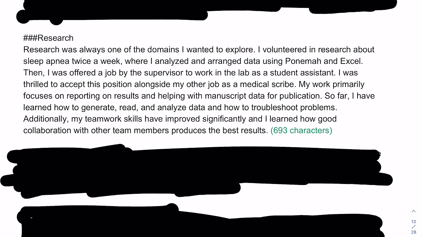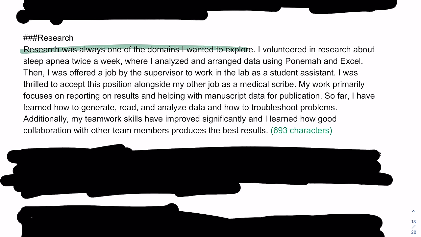All right, so let's look at another not so good example of research. Again, another example from the book. This student here, research was always one of the domains I wanted to explore. Again, the sales pitch of, I like research too, right? As if it's a requirement to make sure that the admissions committee member, the reviewer of your application, makes sure that you like research, right? It's just a very generic and weird statement.